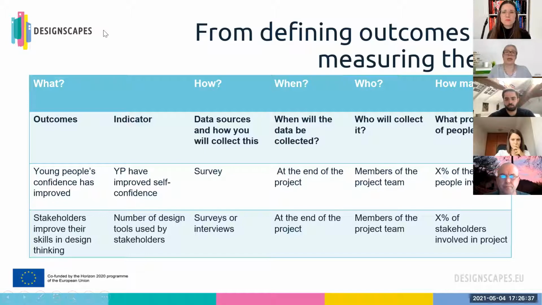Then the final thing we need to think through is how many young people, in this case, we need to reach in order to get meaningful data of the change that we've achieved. So does it have to be, do we think 50% of the young people who we've engaged might be enough, or do we want and need 100%?